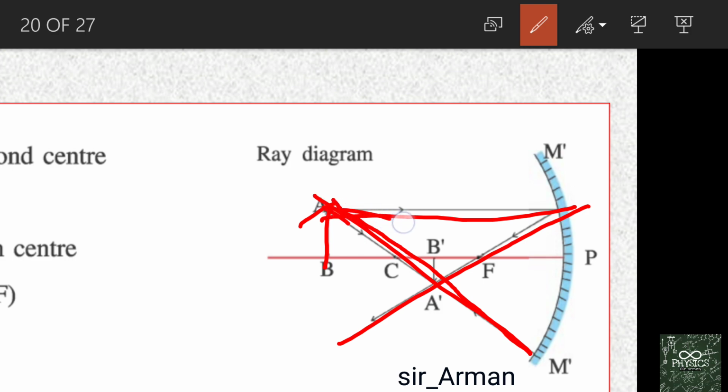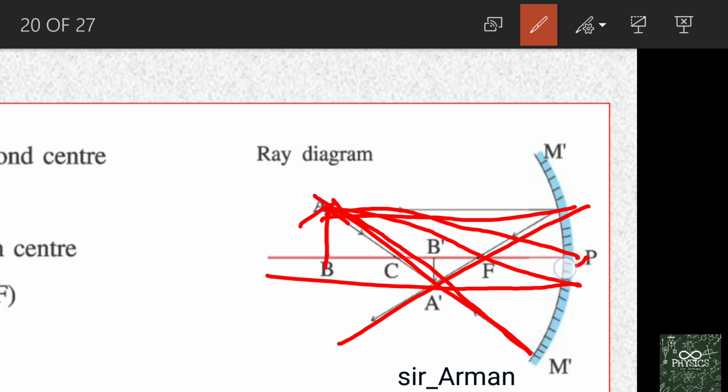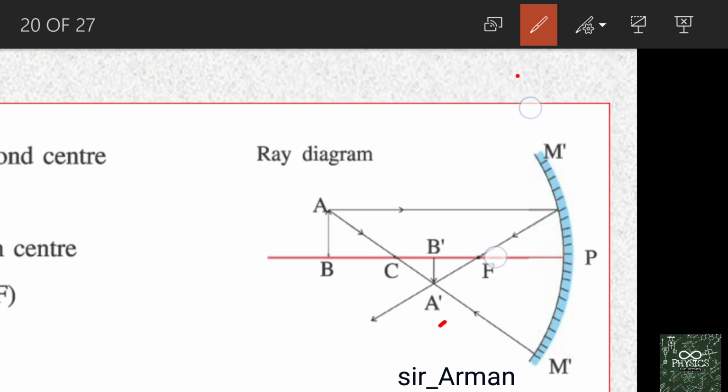If the ray is passing from the principal focus, after reflection it will go parallel, and the ray making some angle at the pole, it will reflect and emerge here. So all these rays will get focused here, and we obtain the image. So any of the 2 rule we can use.